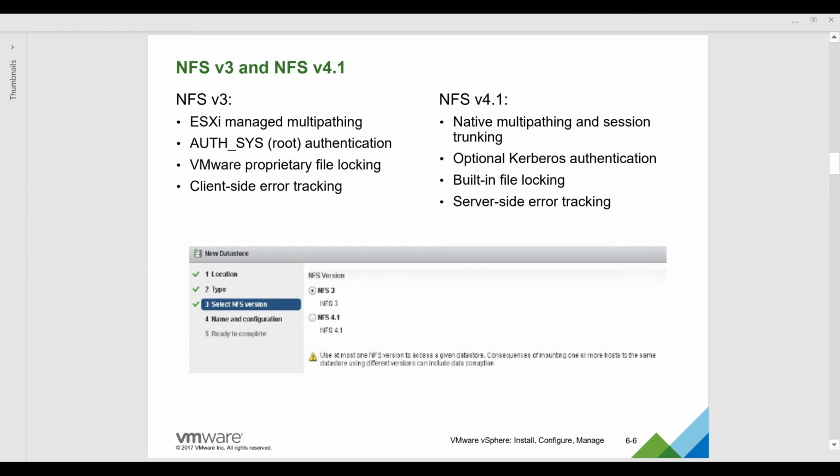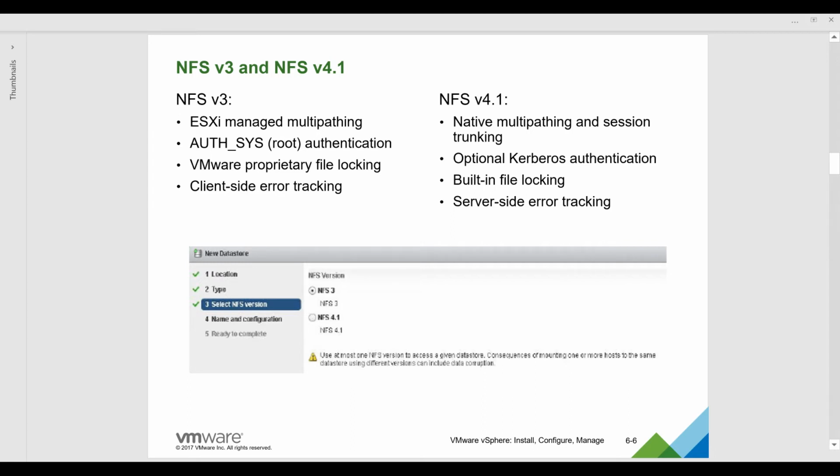So NFS 3 versus 4.1. In version 3, ESXi managed the multipathing. The AUTH_SYS root authentication was needed with NFS 3, and it had VMware proprietary file locking, and it had client-side error tracking. In version 4, we have native multipathing and session trunking, so we don't have to configure anything with ESXi to do that. We'll do that on the NFS server via the NFS protocol.